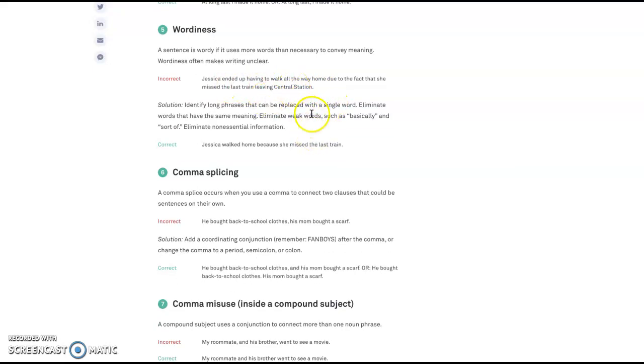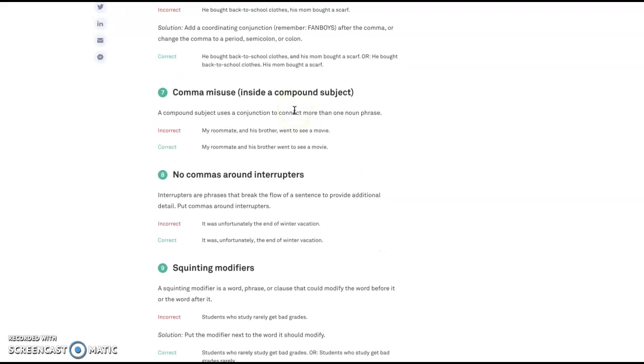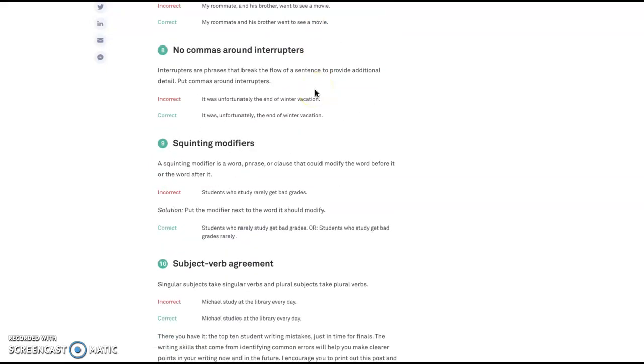I showed you this example in the slideshow. Comma splicing. I know you're going to learn about that in English at some point. This one can be a tricky one too. So the incorrect: he bought back to school clothes, his mom bought a scarf. That one needs an and. So: he bought back to school clothes and his mom bought a scarf. So instead of just listing, so again, that feels more like a list, you have to make sure you have the and in there.